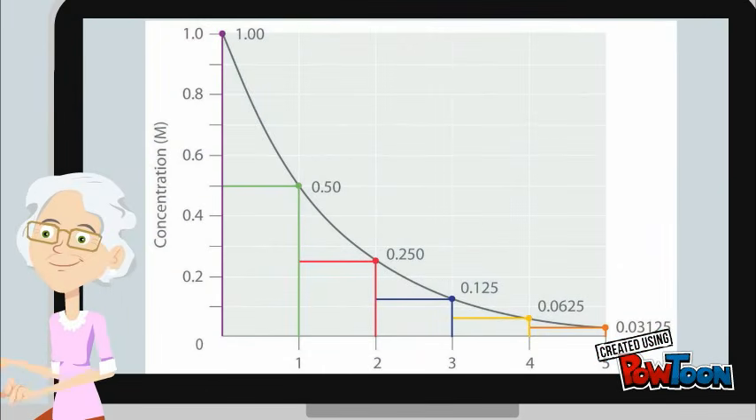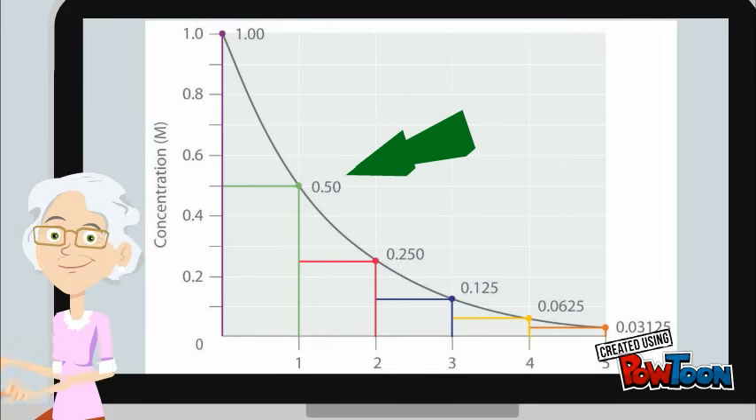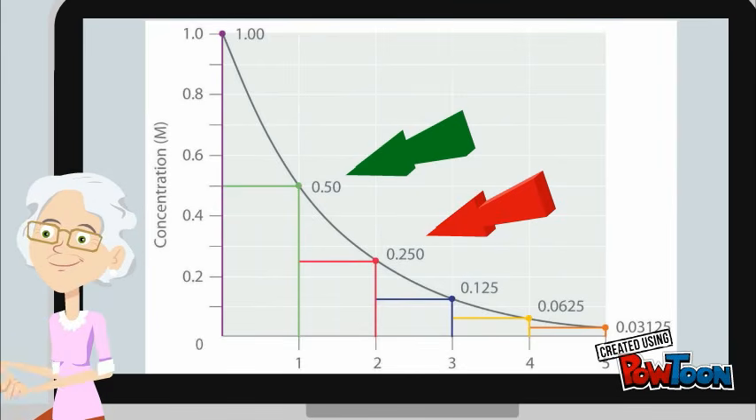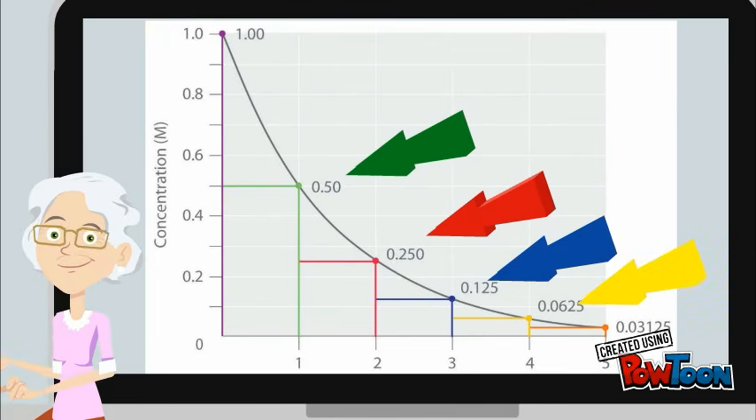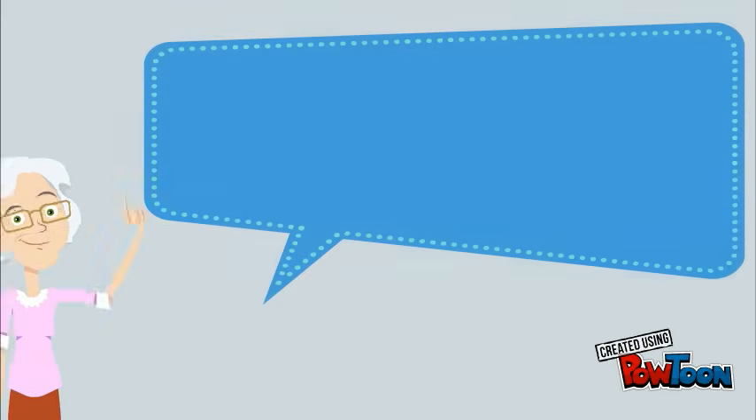If you look at this graph, we start with a 1 gram sample. After one half-life, we're left with half of that, which is 0.5. After a second half-life, it's 0.25. After a third half-life, it's 0.125. And after a fourth half-life, it's 0.0625. So you're dividing that sample by 2 every time.